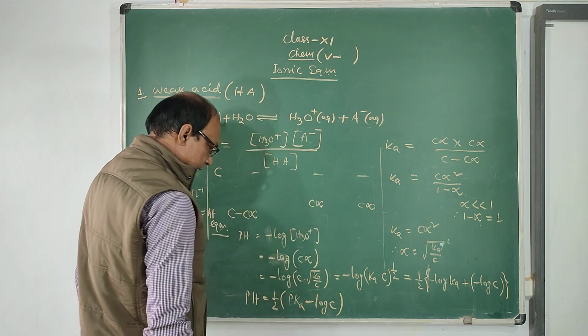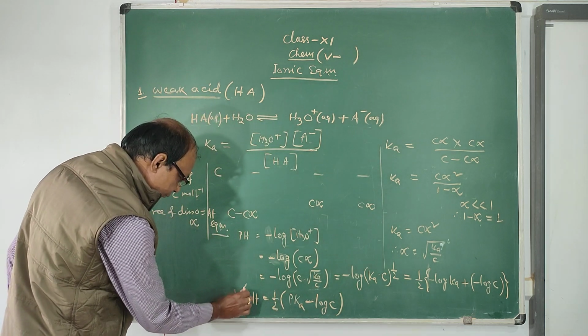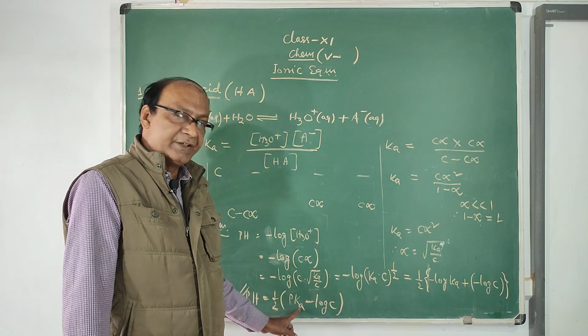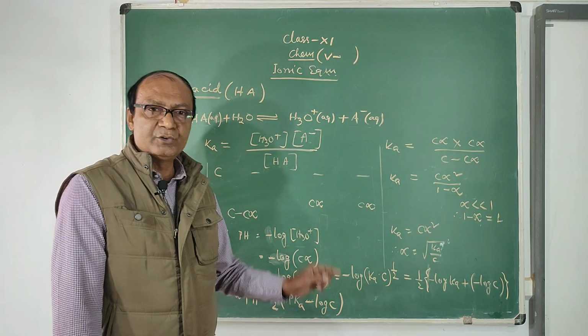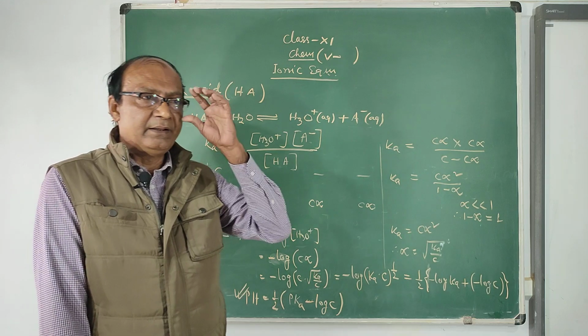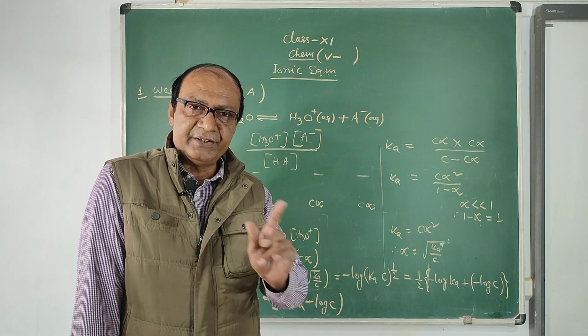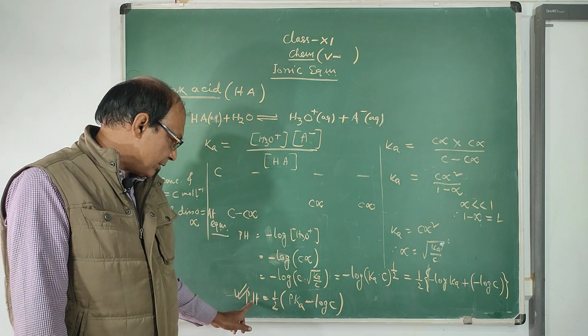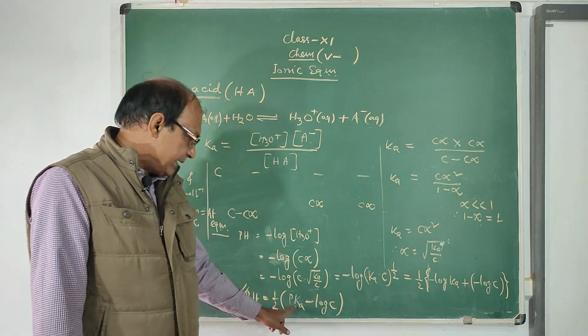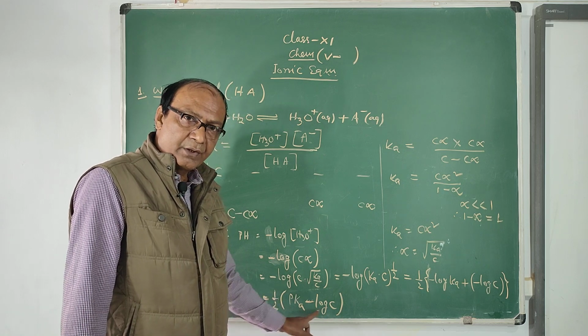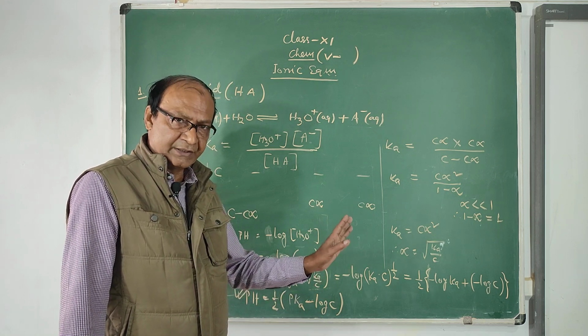This is the formula to find out pH when Ka is given or pKa is given. Suppose in the problem it is given that the pKa value of the weak acid is this and its concentration is this. Then you will apply this formula to find out pH. pKa is given, C is given, use this formula to find the pH of the weak acid.